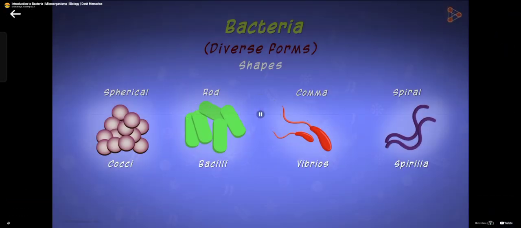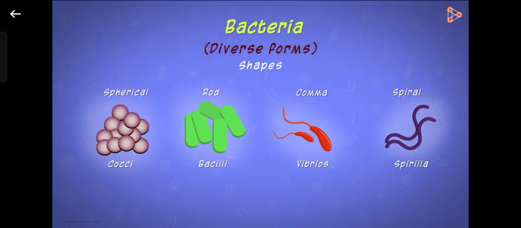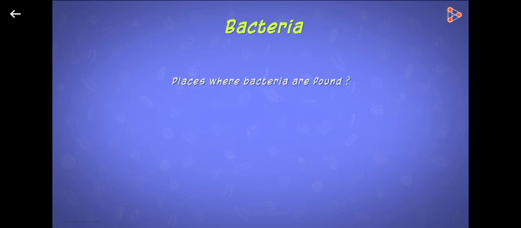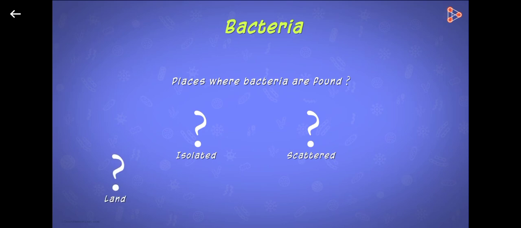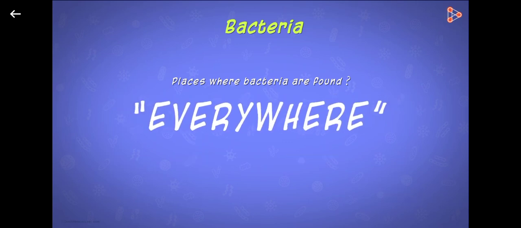There are numerous other ways of classifying the bacteria. However, we restrict ourselves to only this one simple type based on shapes. Now, where do you think these bacteria will be found? In isolated places or scattered at specific points? Will they be found only on land or only in water or both? Well, there is a single word which describes their presence, and that word is everywhere.